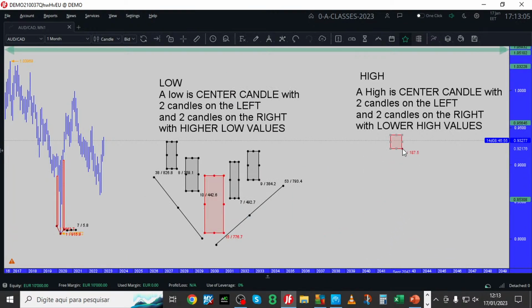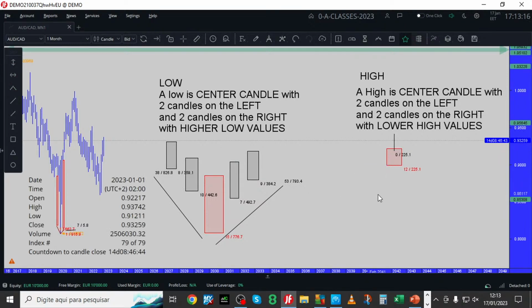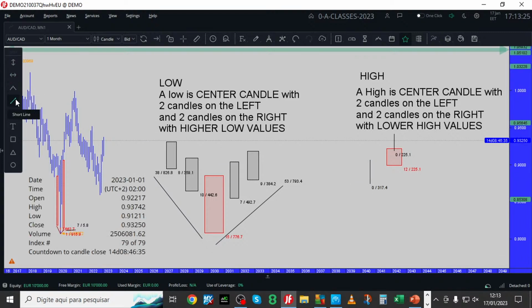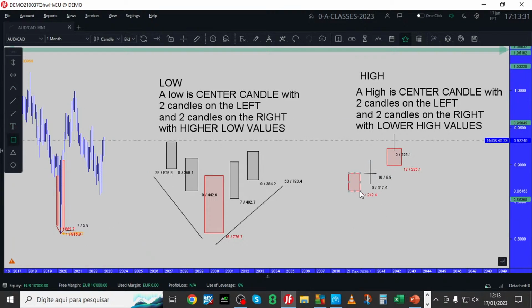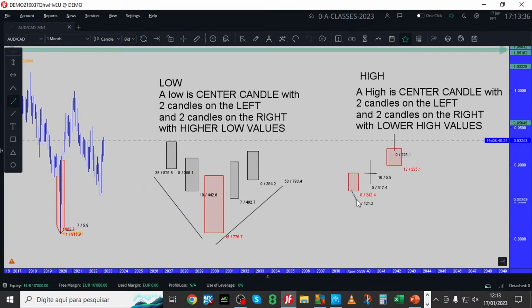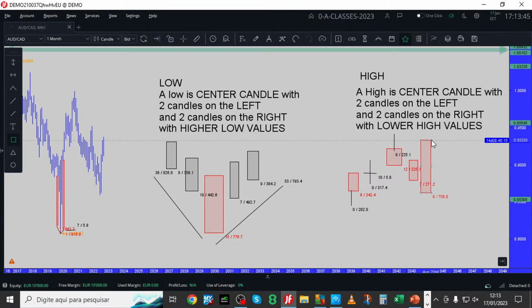A high is a center candle. And remember, those candles come in all shapes, right? So it could be a doji, it could have a tail on the upside. So it's a center candle, okay? And the next one could be something like this, a doji, no body. And the next one on the left could be something like this with a wick or tail. And the two candles on the right could be something like this, 1 and 2.